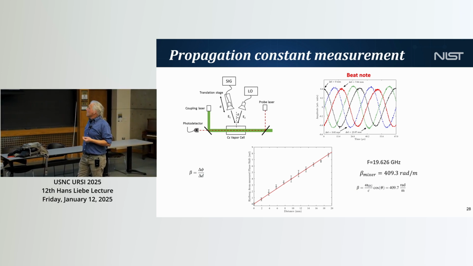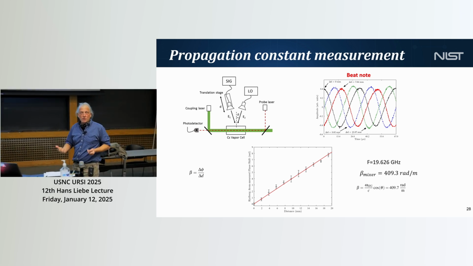Our measurement tells us it is 409.3. Theory tells us 409.7. So it shows we can actually measure phase quite nicely.